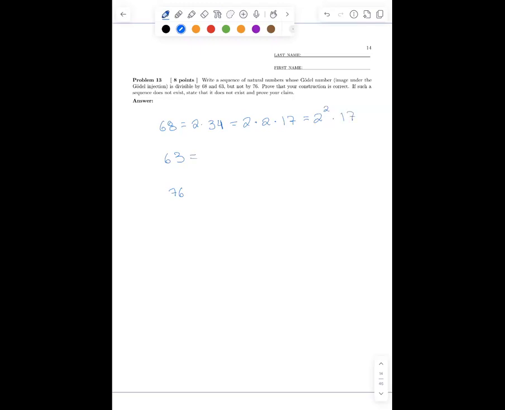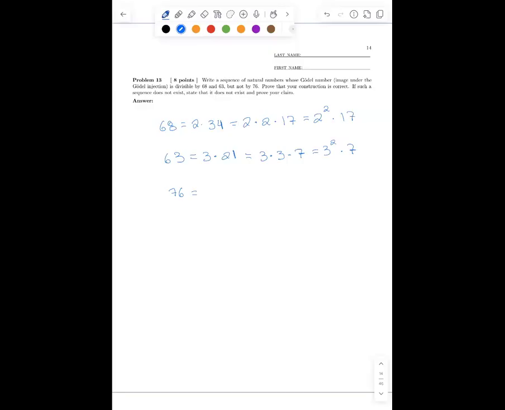And then I have 63, which I cannot divide by 2, but my next option is 3. 63 divided by 3 is 21, so 3 times 21. And I can still divide 21 by 3 again, so I will get 3 times 3 times 7. I leave it there because 7 can only be divided by itself. So I have 3 squared times 7. And I move on with 56.